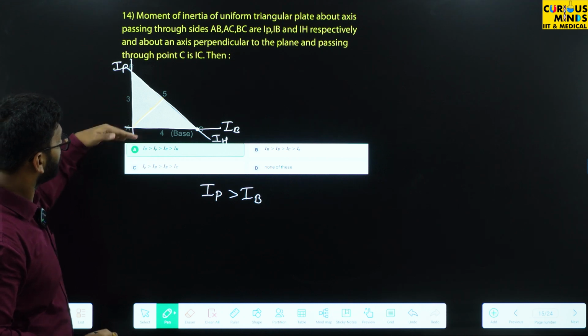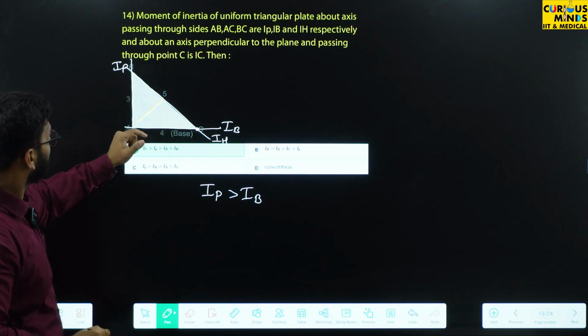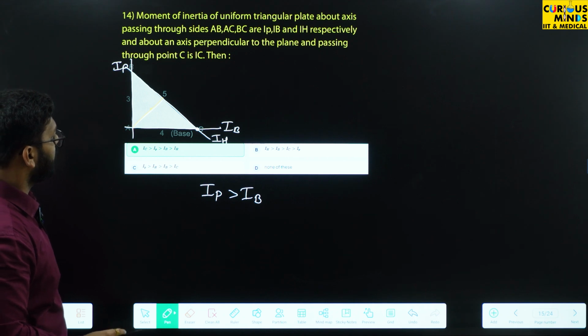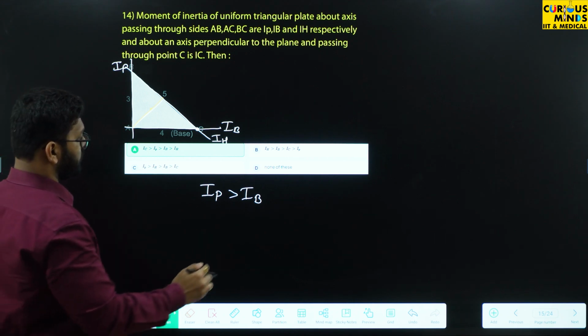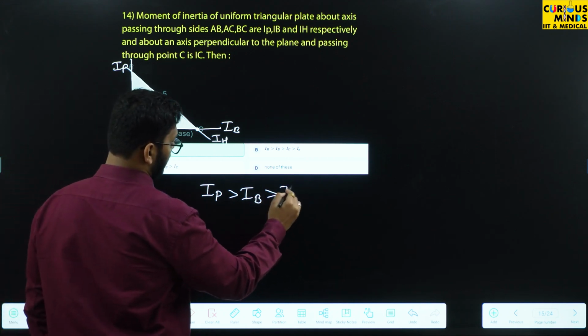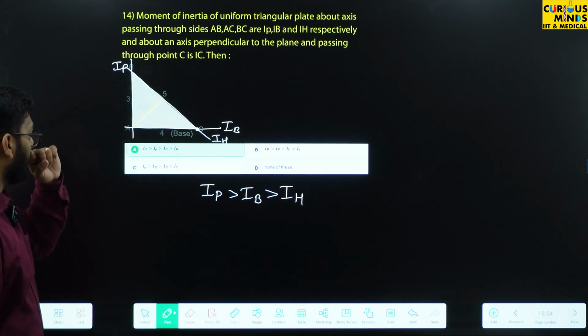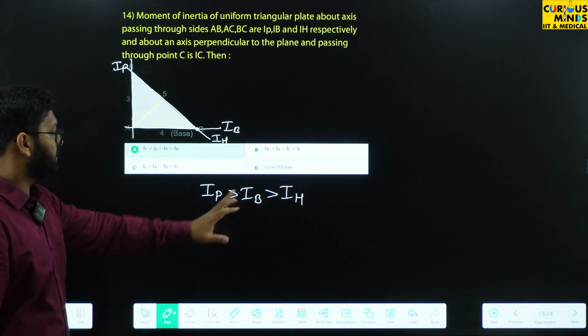Now the distance 3 was for IB, right? So that means IH must be less than IB. So IB is greater than IH. Okay, so IP, IB, IH is done.